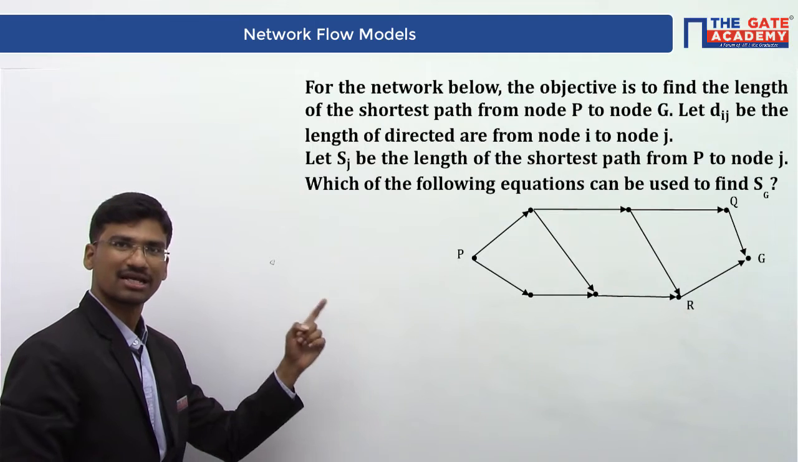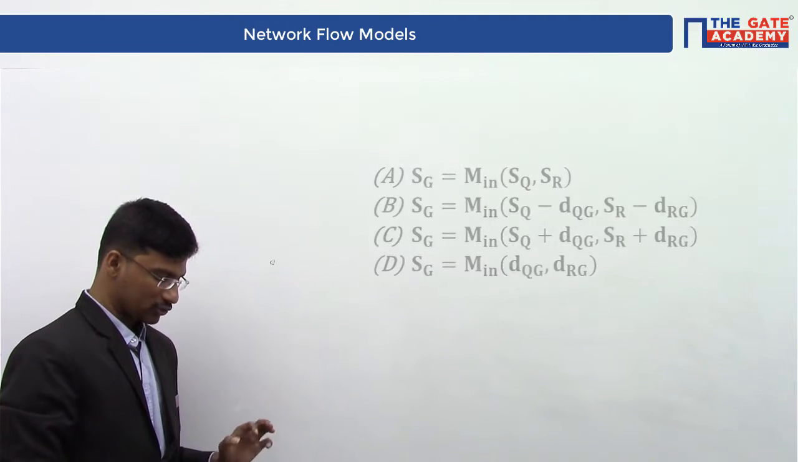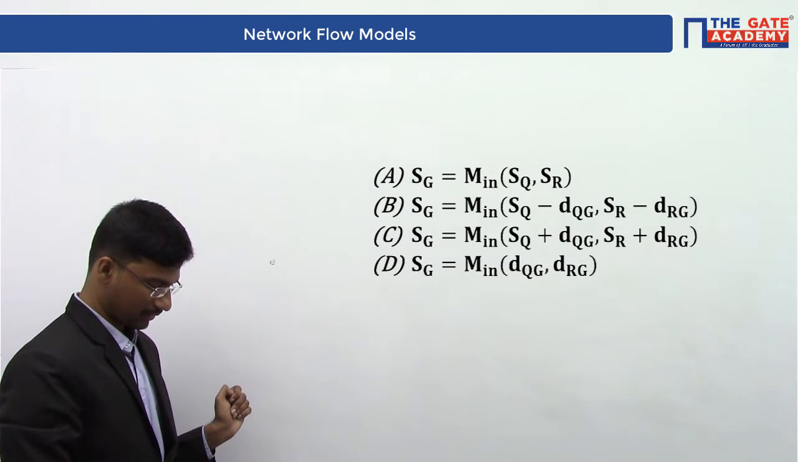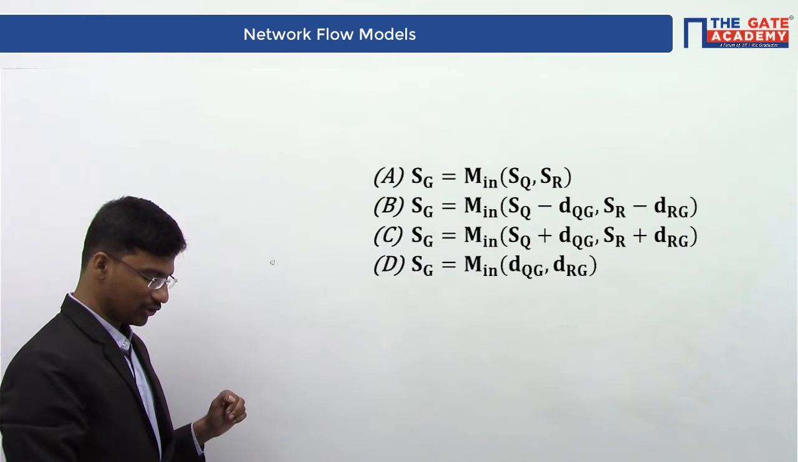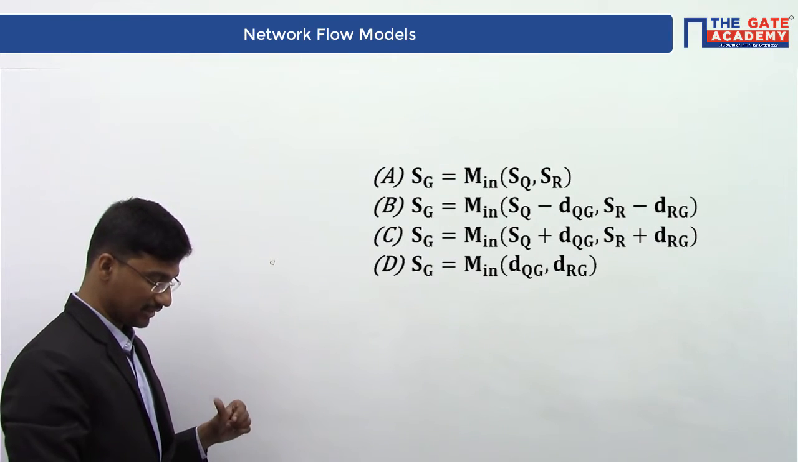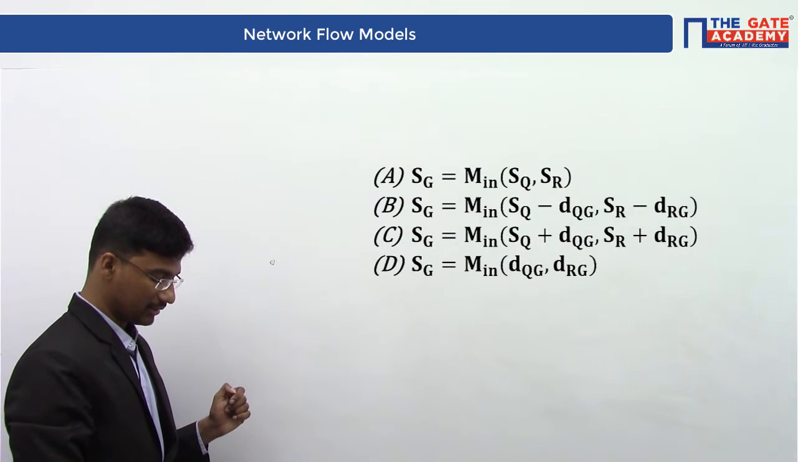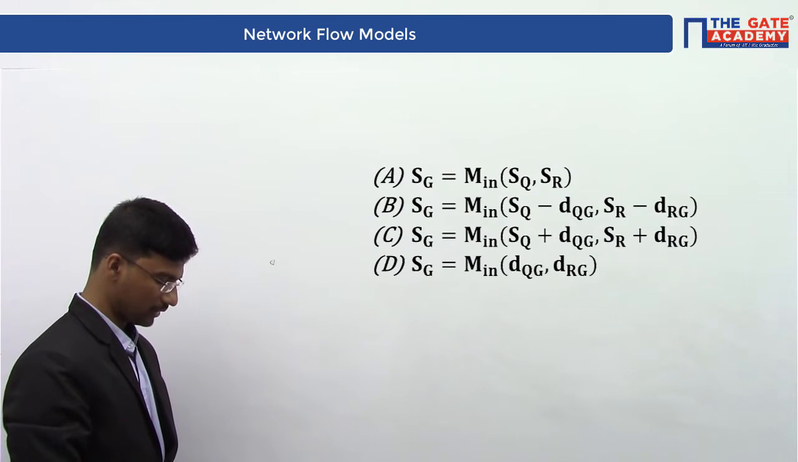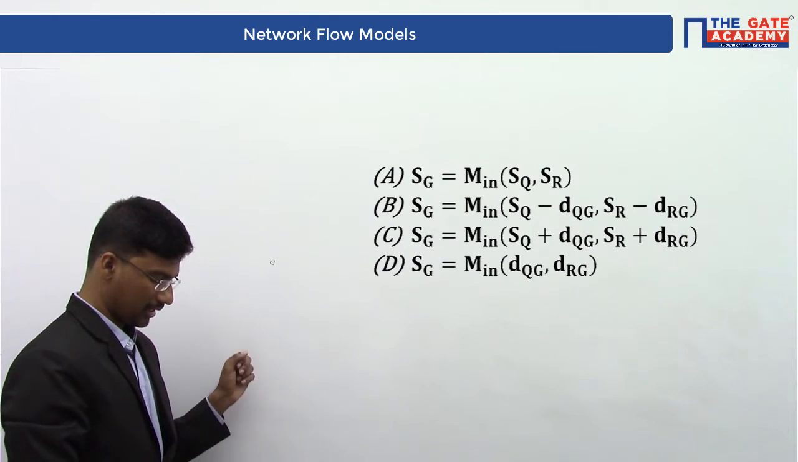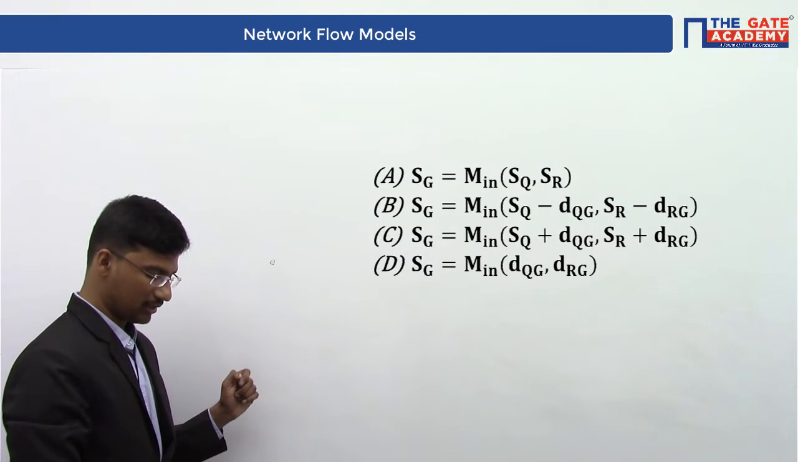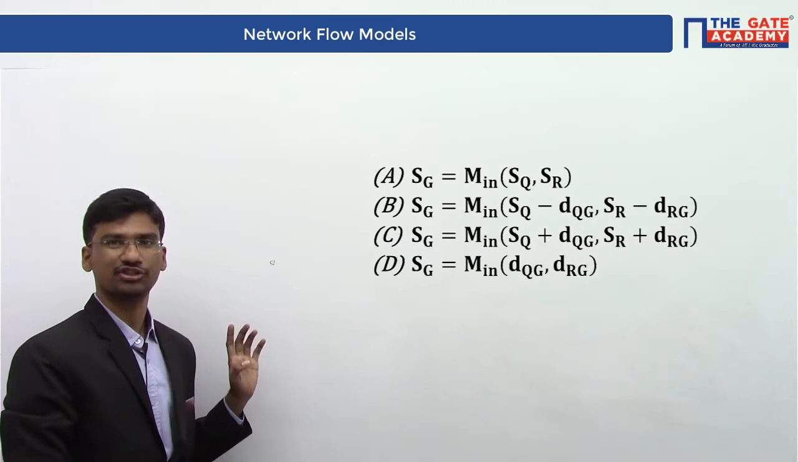A network diagram has been given. Option A: Sg is equal to minimum of Sq, comma, Sr. Option B: Sg is equal to minimum of Sq minus dqg, comma, Sr minus drg. Option C: Sg is equal to minimum of Sq plus dqg, comma, Sr plus drg. Option D: Sg is equal to minimum of dqg, comma, drg.